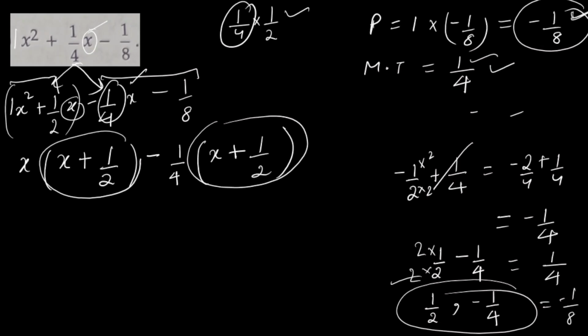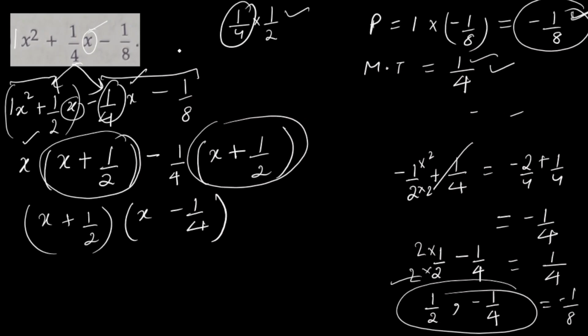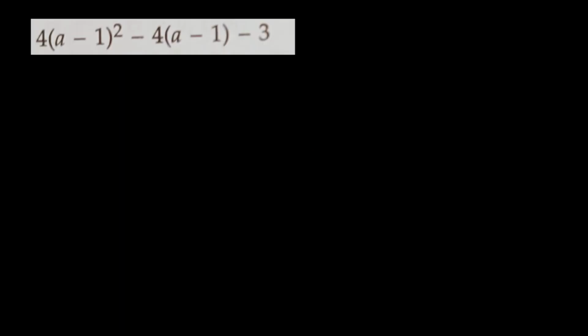Now these two are same, so this is a common factor again. We can write it out. x plus 1 by 2 into the remaining things, x minus 1 by 4. So here the factorization of this question is completed. Now let's do the last question. Last question of this video.